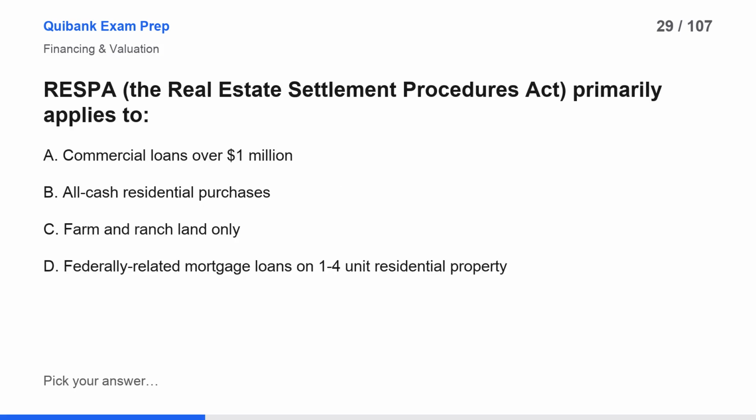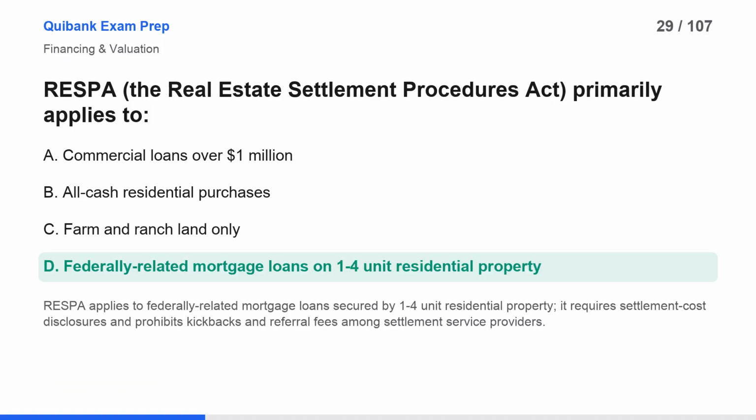Question 29. RESPA, the Real Estate Settlement Procedures Act, primarily applies to A. Commercial loans over $1 million. B. All cash residential purchases. C. Farm and ranch land only. D. Federally related mortgage loans on 1-4-unit residential property.